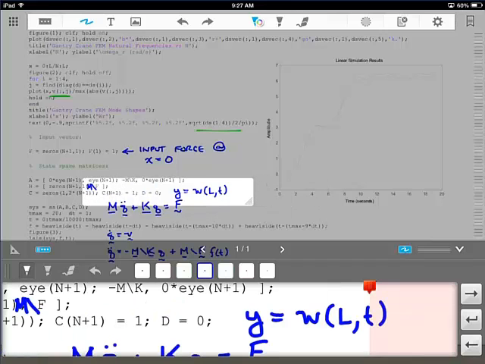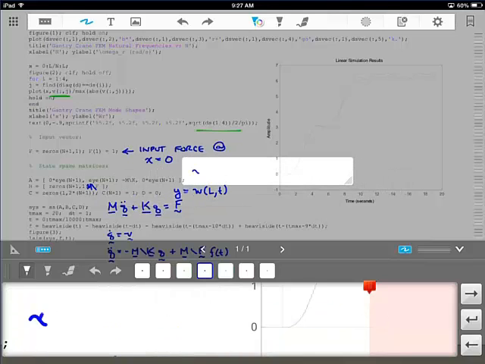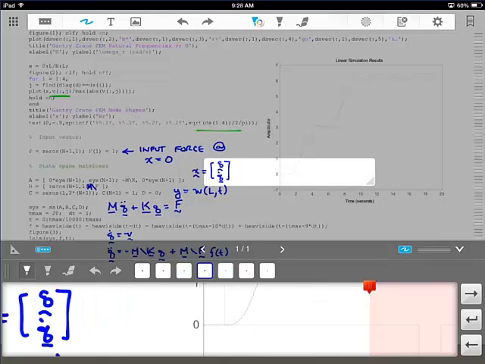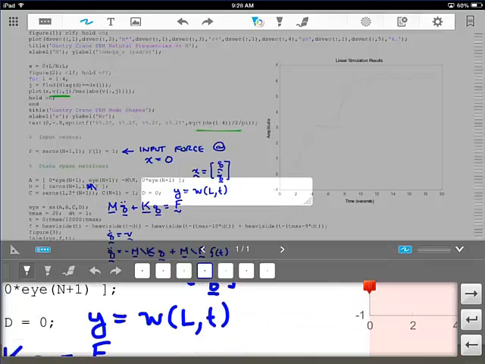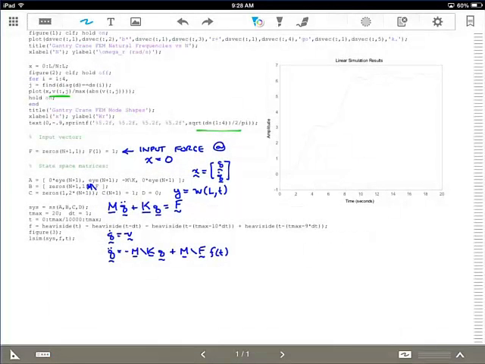If you look at your X vector for the state variable form, X is equal to Q and Q dot. So the Q vector is n plus 1 long, right? Those are all the nodal displacements. So if you take the last element of Q, which would be the n plus first element of Q, that is the displacement at the tip. So that's why we're having our C matrix have that form.